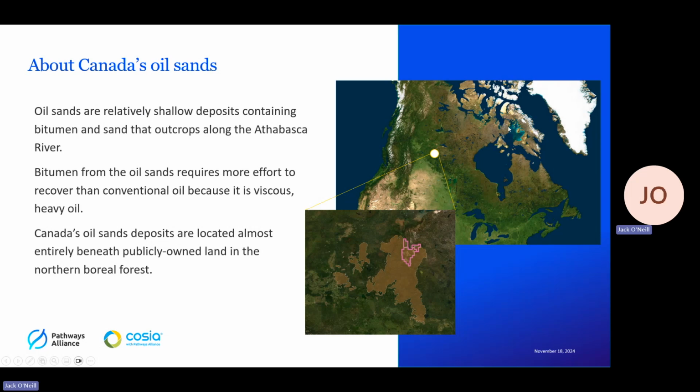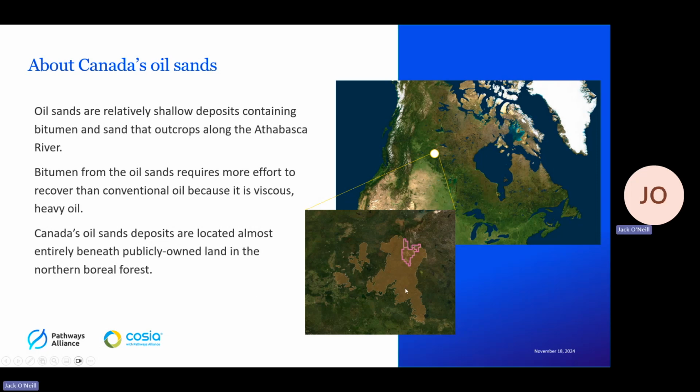So Canada's oil sands. Here's a nice satellite image, about 2/3 of North America. This dot here covers most of the oil sands area. Here's a blow up of that dot. So that's the bitumen resource outlined area. This little purple area here is what's referred to as the mineable oil sands. Bitumen from the oil sands requires more effort to recover than conventional oil. It's very viscous. It's a heavy oil.